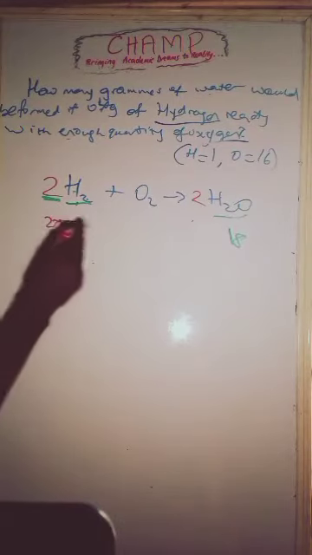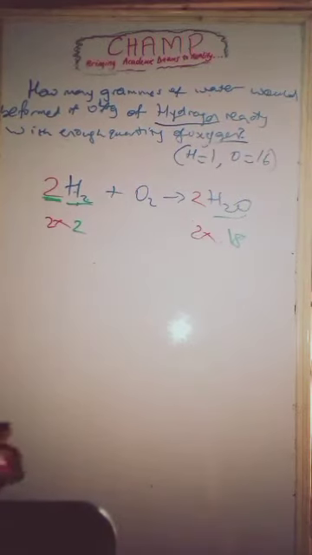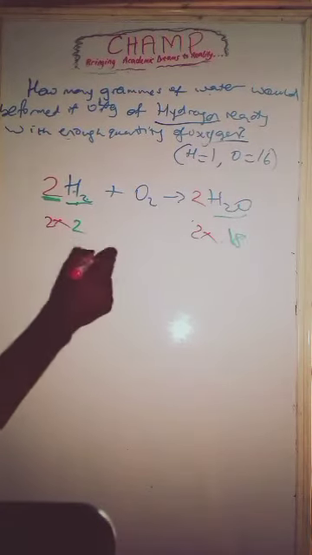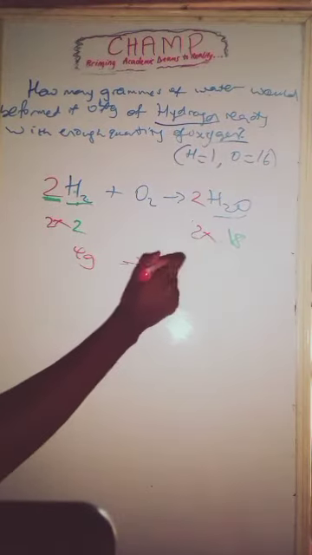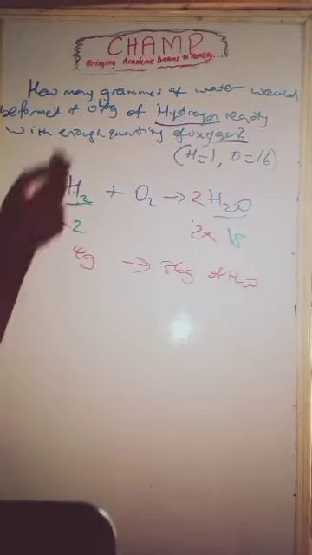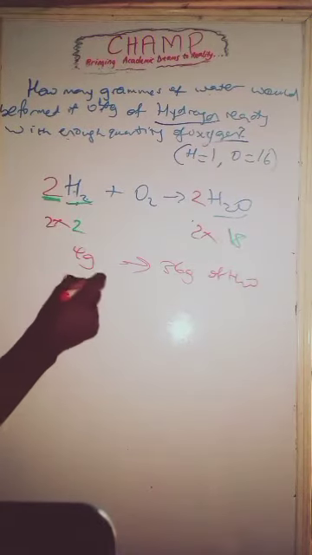So this is 2 times 2, and this is 2 times 18. So you already know that 2 times 2 is 4 grams of hydrogen, which will give you 36 grams of water. So they now ask, what will 0.4 gram give you?